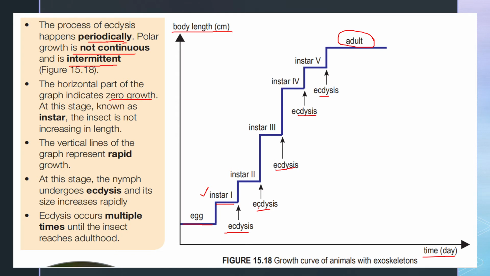Okay, so vertical lines, yang garisan menegak itu, represent rapid growth, tumbuh dengan cepat. So at this stage, the nymph, still remember the nymph? The nymph, that means the young insect, undergoes ecdysis, and the size increases rapidly. Yang menegak itu bermaksud dia punya size itu adalah bertambah dengan cepat. Okay, yang melintang itu, there's no growth, remember that. Zero growth. So ecdysis occurs multiple times. You can see a few ecdysis here, until the insect reaches adulthood, bergantung kepada jenis serangga tersebut.